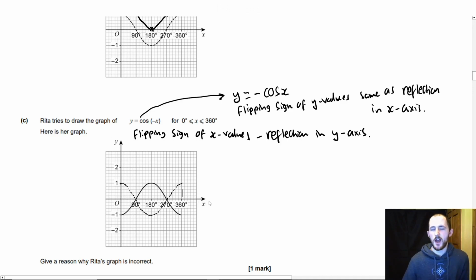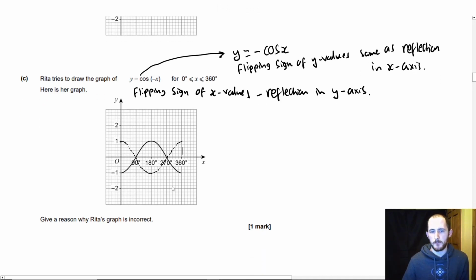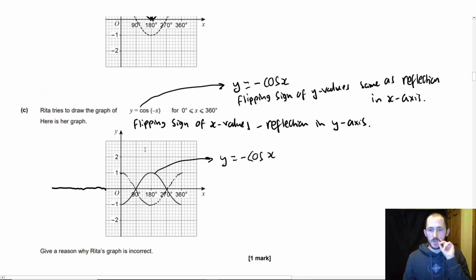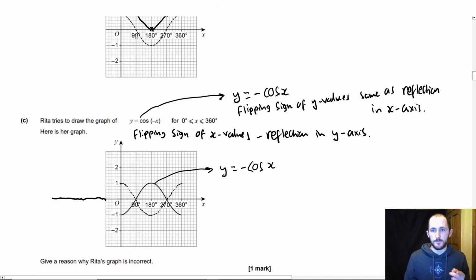Can you see what she's done, I wonder? I'll give you a few seconds just to have a look. You don't have to answer, just have a think. What she's drawn is y equals minus cos x, because she's reflected in the x-axis instead. She's made the y values and flipped their sign. She should have flipped the x values. So what would that actually look like? Well, if we go back here, what she should have done is actually reflected it round to the other axis. So instead of plus 90 and 0, it should have been minus 90 and 0. So she should have drawn something that looks like this.